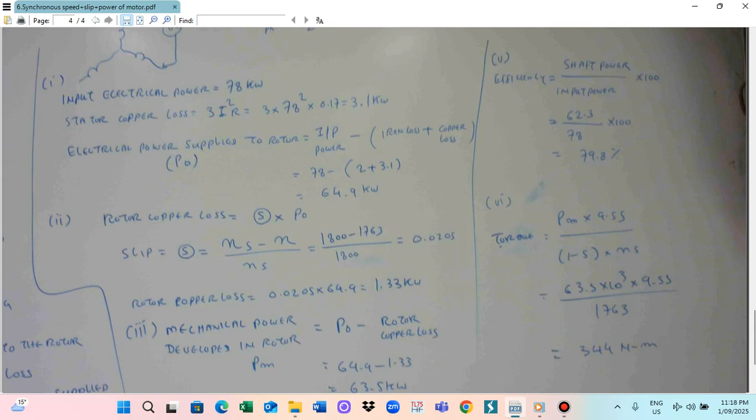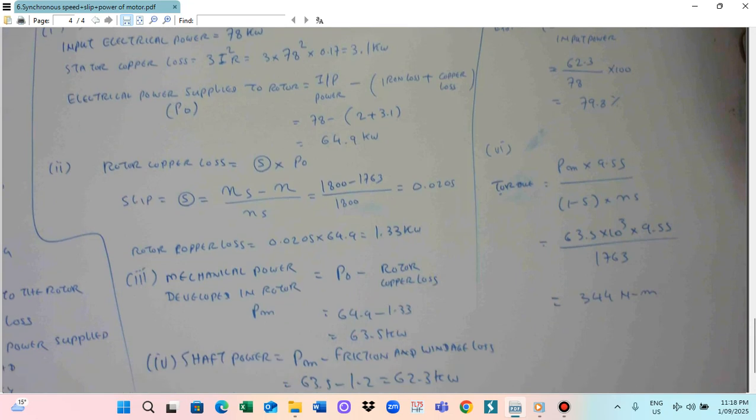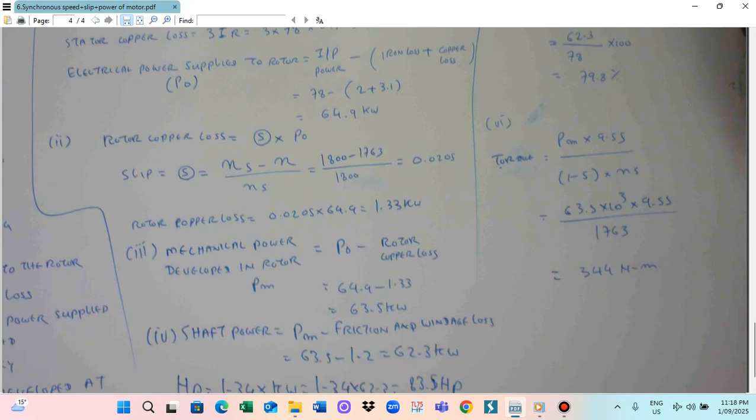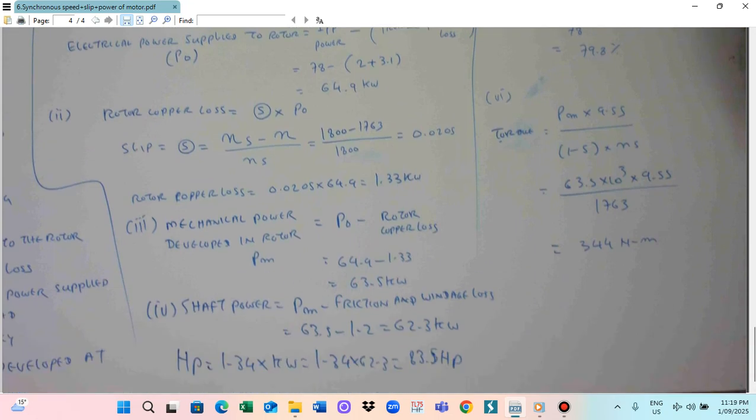So we substitute: 1,800 minus 1,763, divided by 1,800. So the slip will be 0.0205. And then you can calculate the rotor copper loss. Rotor copper loss is slip, 0.0205, multiplied by P0, which is 64.9. Then we calculate, and this will be 1.33 kilowatt.